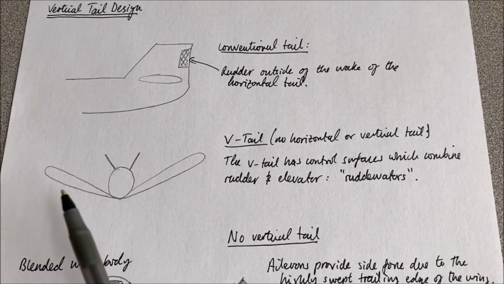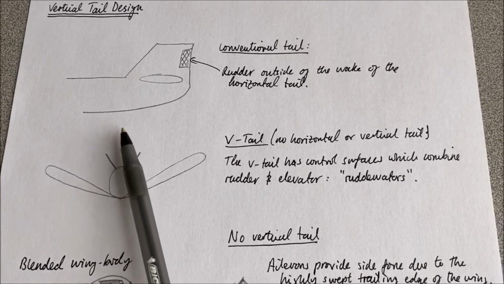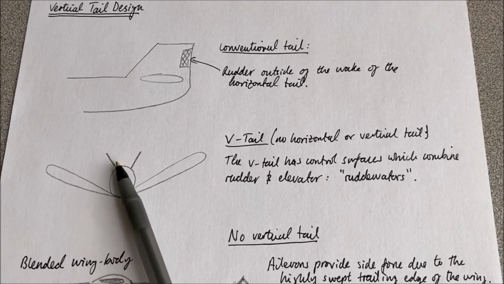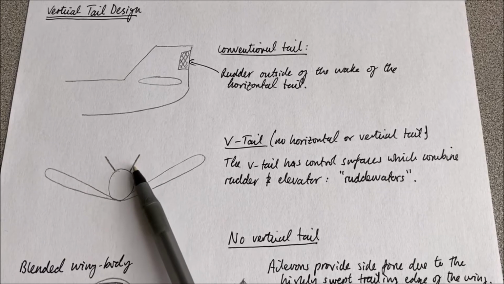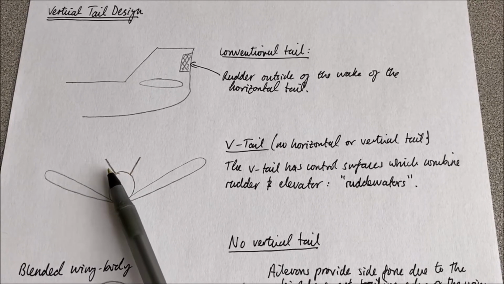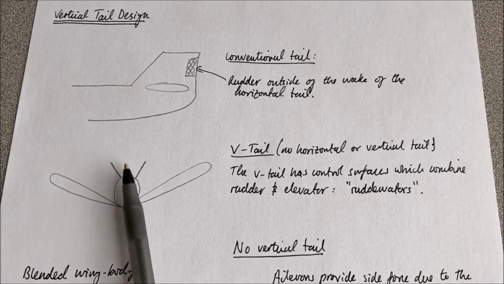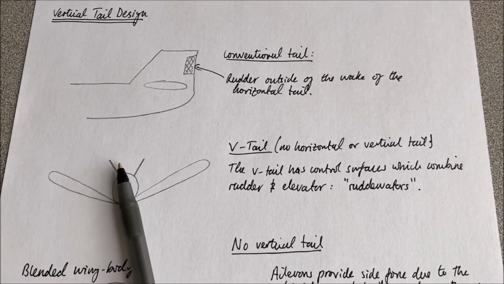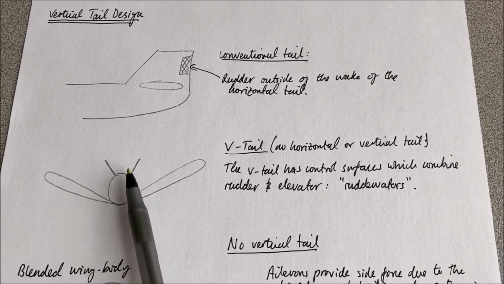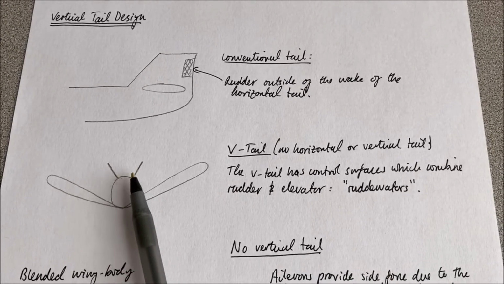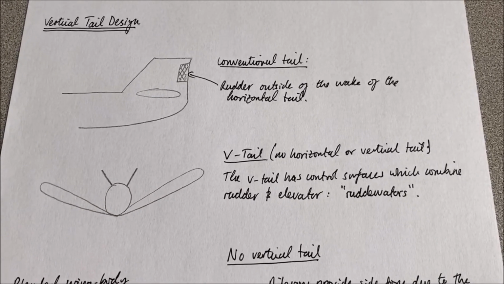The next possible design is what's called a V-tail. So instead of having one vertical and one horizontal tail, a V-tail tends to have two vertical pieces that go off at an angle. And basically they have rudders, but they're operating in two planes now, right, because of the angle of the tail. So the control surfaces on these pieces of the vertical tail combine the effects of the conventional rudder and elevator, and they're often referred to as ruddervators.